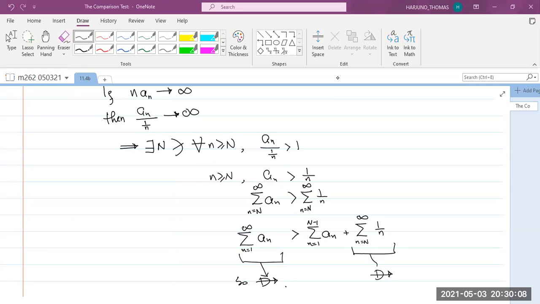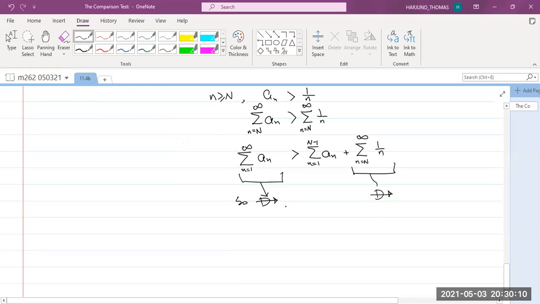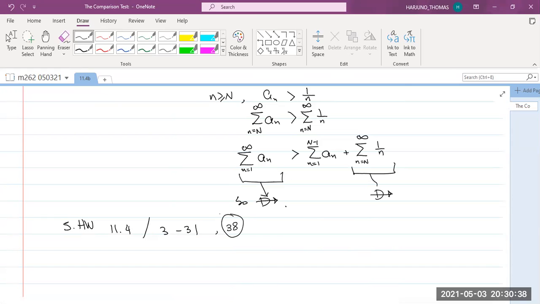Now, if not, then your suggested homework from 11.4 will be from number 3 to number 31. I think that should be good enough. Number 38 is a good question that should tickle you. Number 39, also a good one. That's proofing. Makes you think.